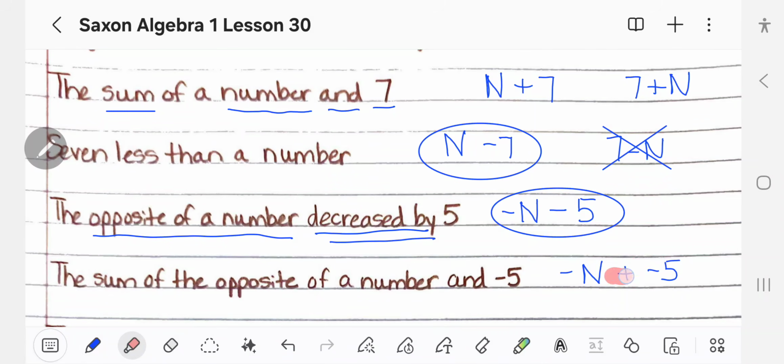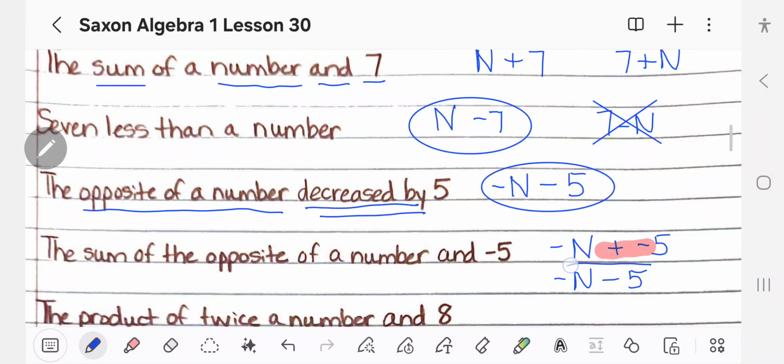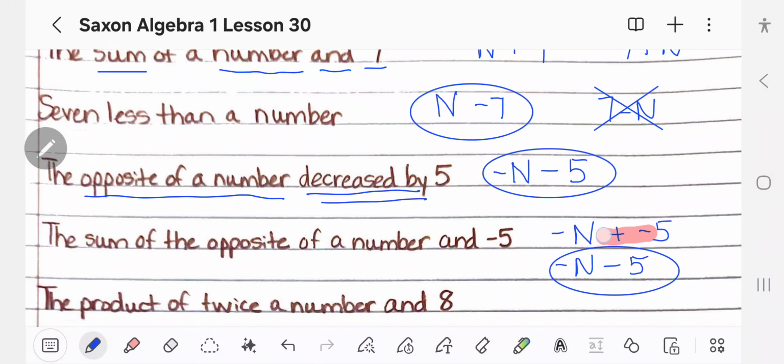Now we can simplify right here. We could say the sum of the opposite of a number and negative 5 is the same as that difference. And I would go ahead and simplify that.